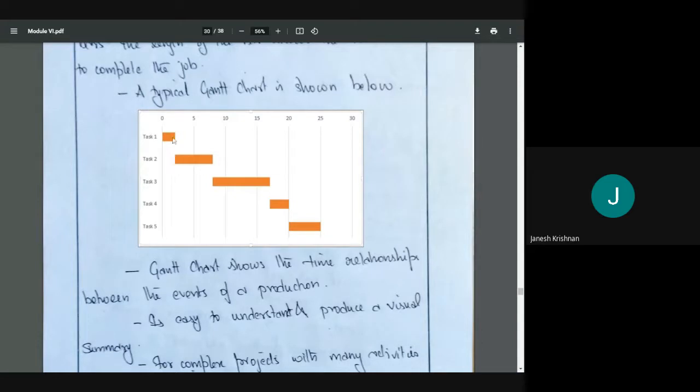Task 2 will start on the second day, and it will finish on the 8th day. Task 3 will start on the 8th day. So what does it mean? The person who has to perform task 3 should come only on the 8th day of the work, because the 8th day is the day on which we are going to do the task. Only after tasks 1 and 2 are completed can task 3 be done.